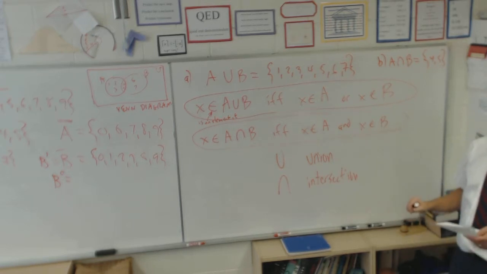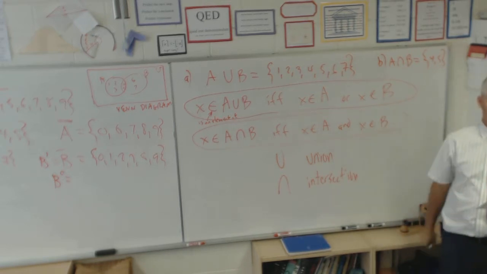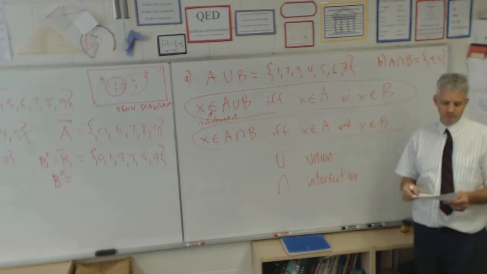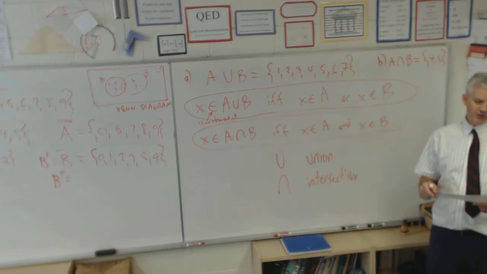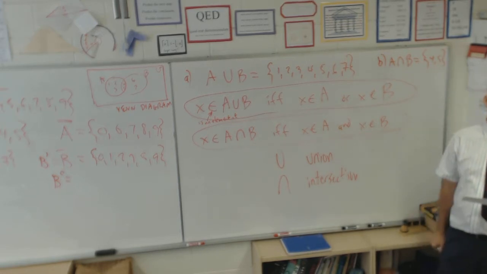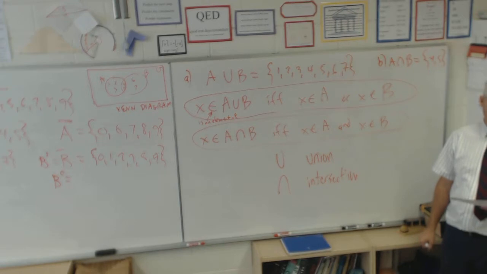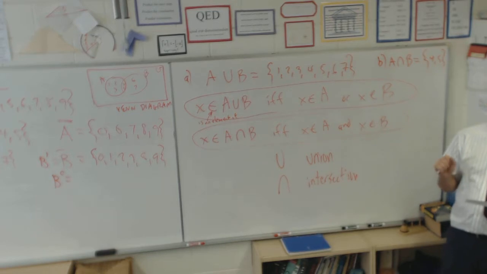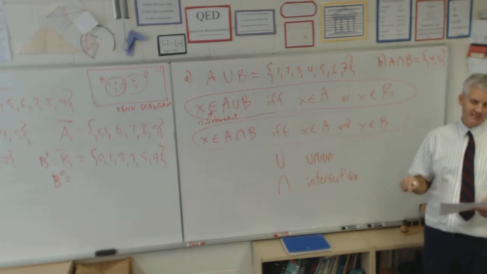So let's look at C union D. Jordan? Oh, that was Ruthie. Ruthie, can you look at the paper and tell me what C union D would be? 1, 3, 5, 6, 7, 8, 9. She said 1, 3, 5, 6, 7, 8, 9. That's absolutely correct.